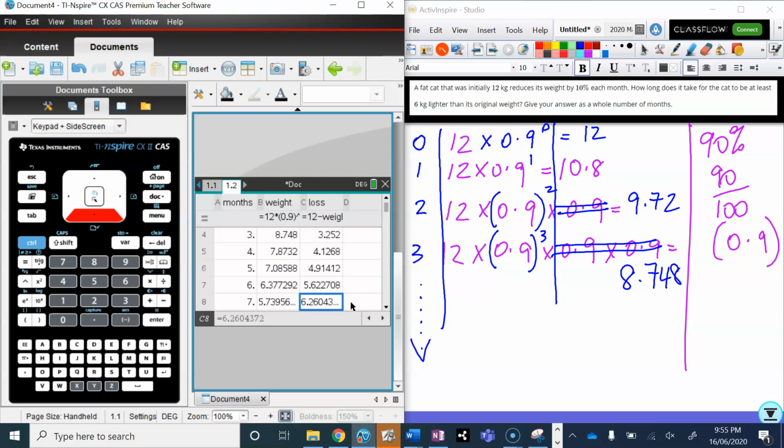The use of that spreadsheet is something that I would like you to have a play with for this problem, and then we might even move into some more complicated problems that you could possibly apply this knowledge to.